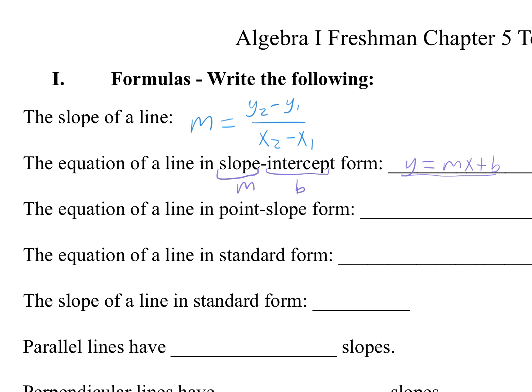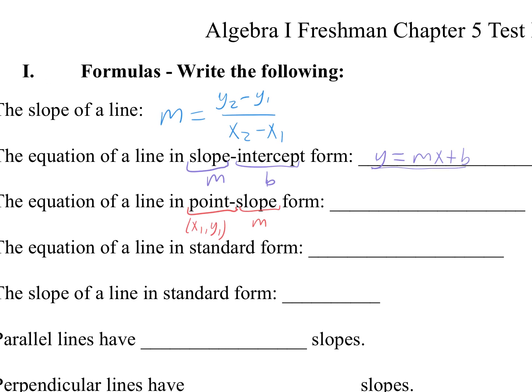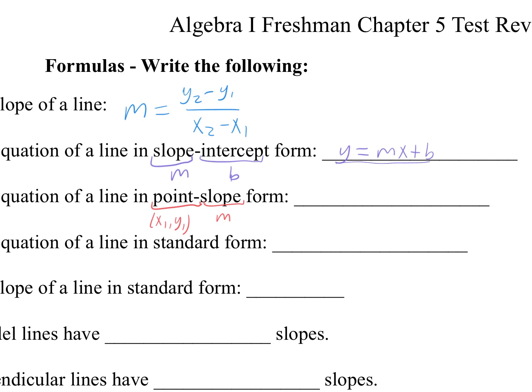All right, the next one is going to be the equation of a line in point-slope form. Again, we're given a point, right? A point is a point x1, y1, and our slope is still m, right? So our formula is going to have a point and a slope. It's going to be described as y minus y1 equals m times x minus x1.